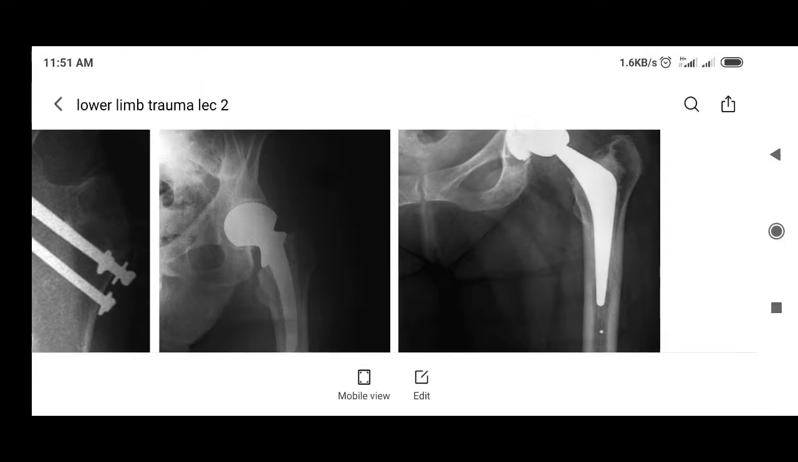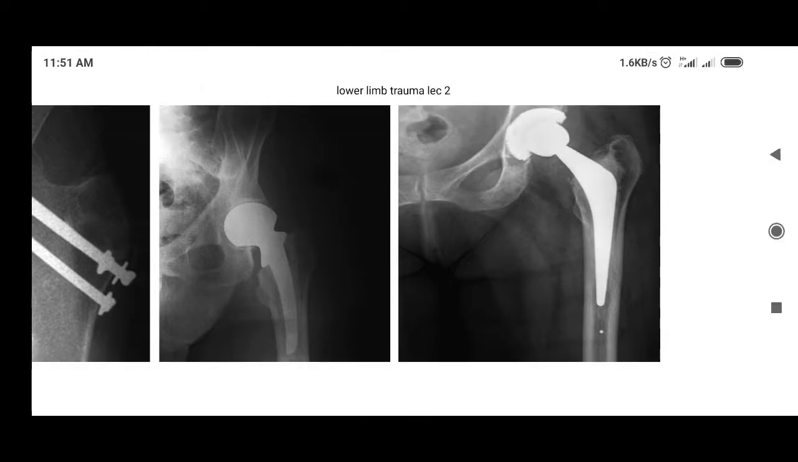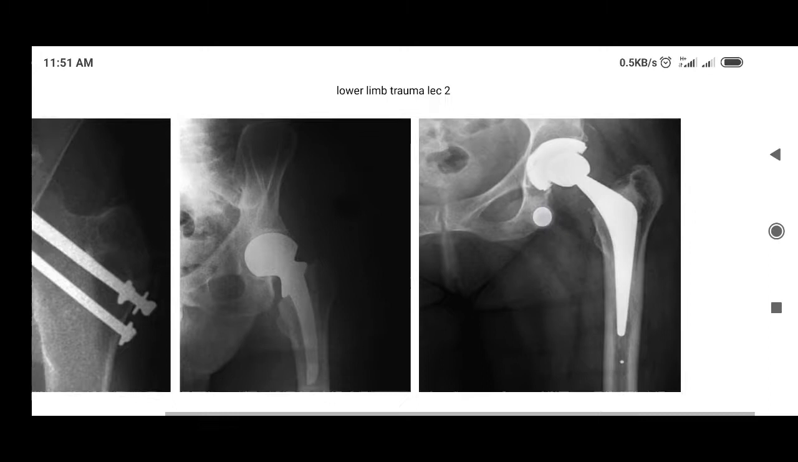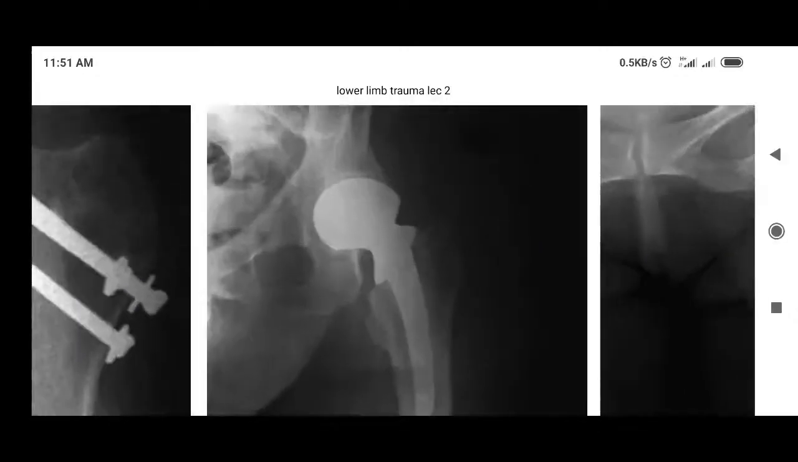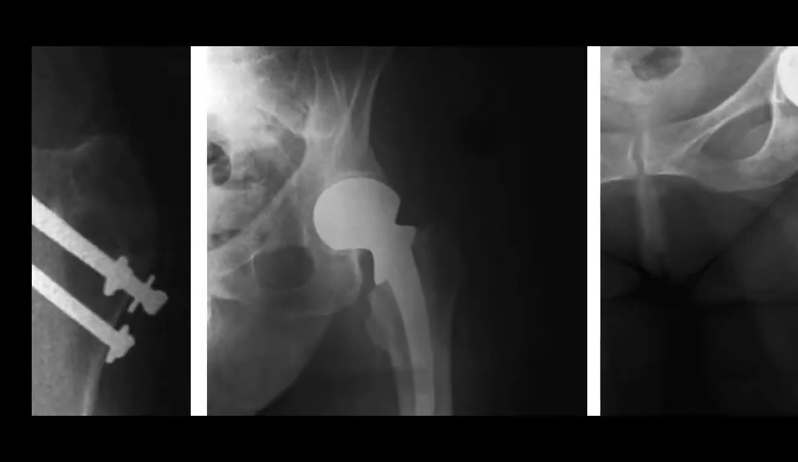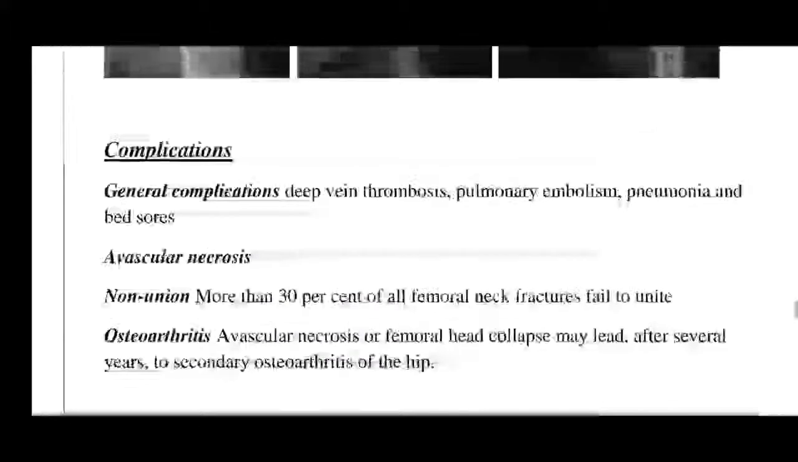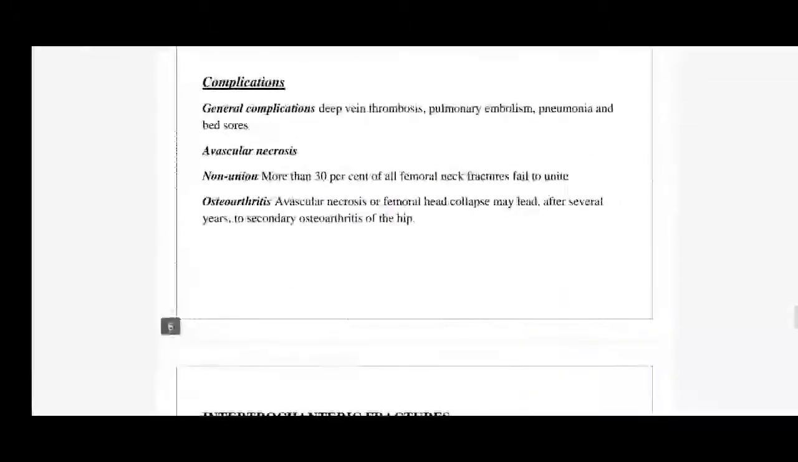This is the acetabular socket, and this is the head, and this is the femoral stem. In hemiarthroplasty, the native acetabulum is maintained, and only the head and the femoral stem are replaced. Complications of the femoral neck fracture: we have general complications, which include DVT, pulmonary embolism, pneumonia, and bed sores, complications of being bedridden. Other is avascular necrosis, which is mainly related to the magnitude of the trauma.